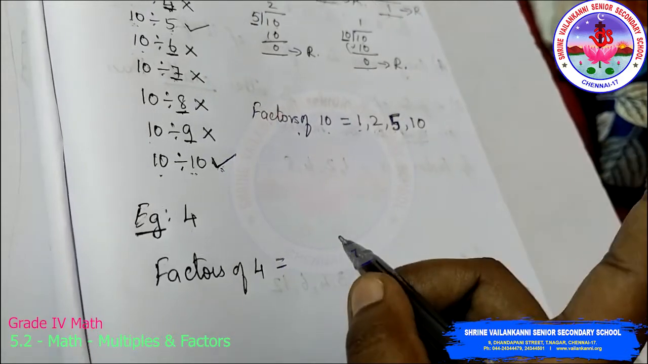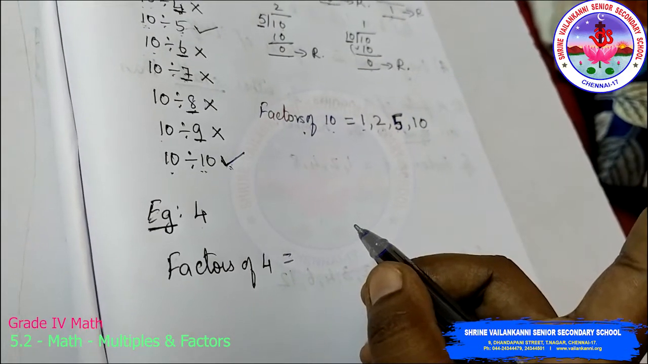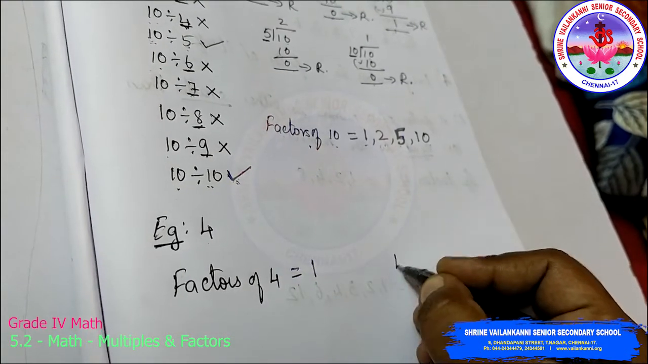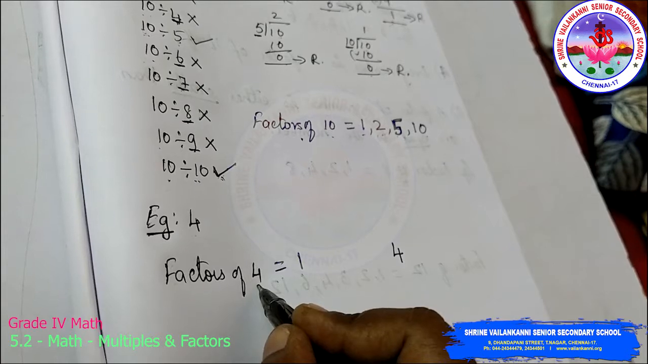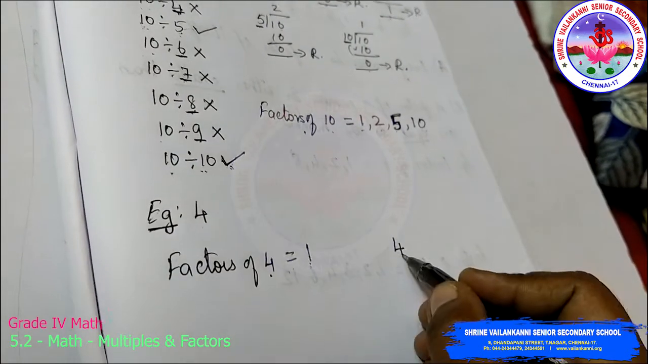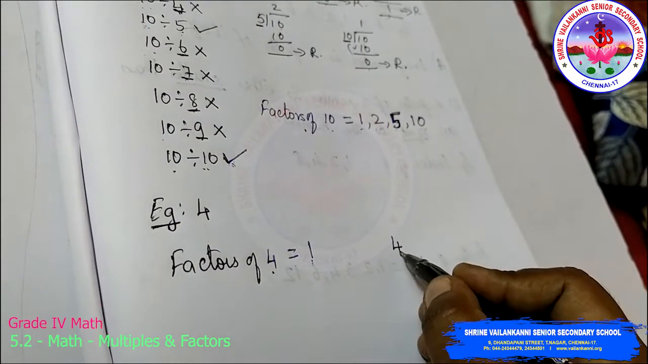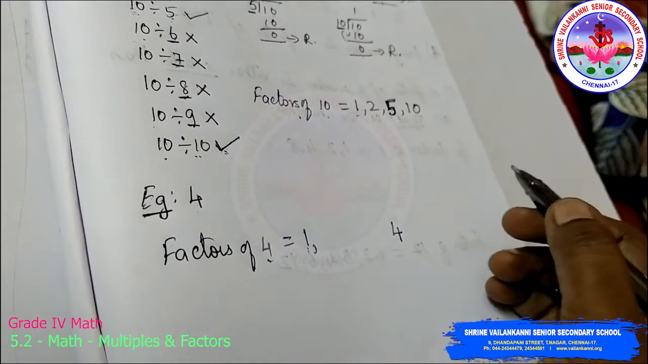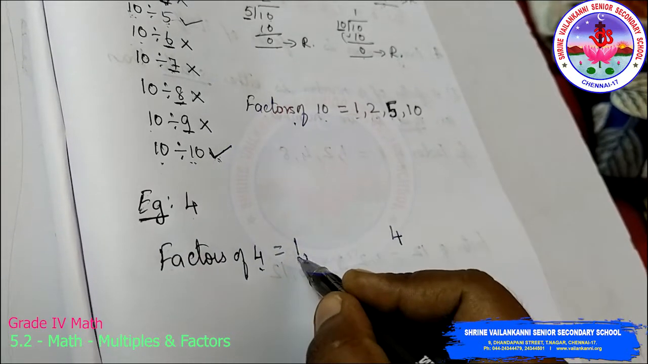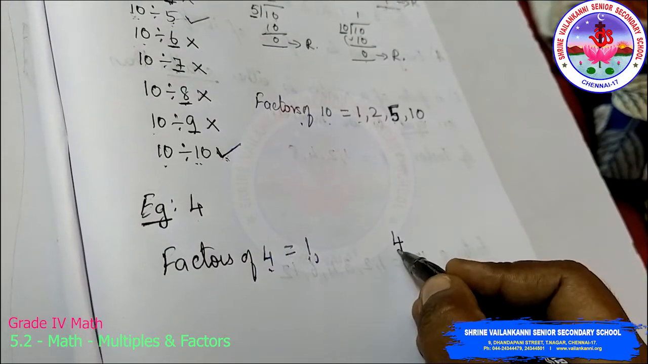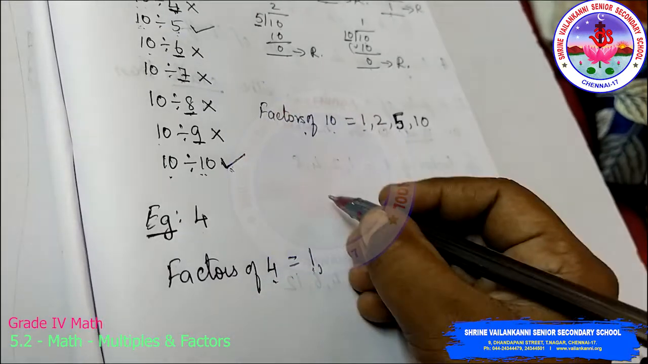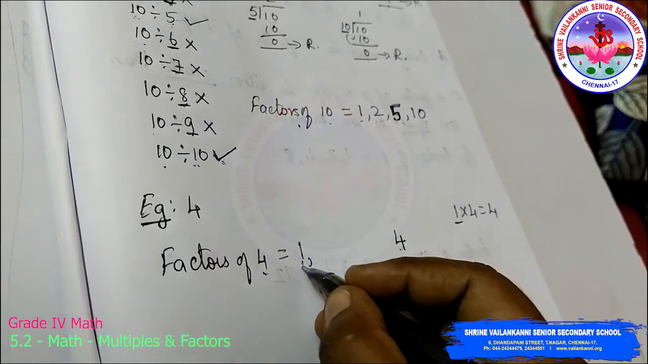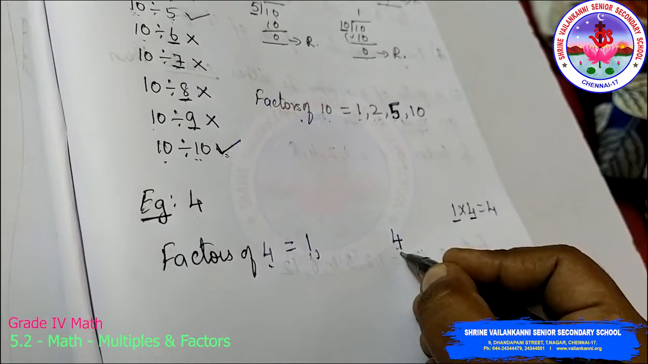So if you take the 1 table, how many times will you get 4 in the 1 table? 4 times. So 1 4s are 4. Yes, I have written 1 here and 4 here, comma. And then move to the 2 table. 1 into 4 is equal to 4. So this 1 I have written here and this 4 I have written here.